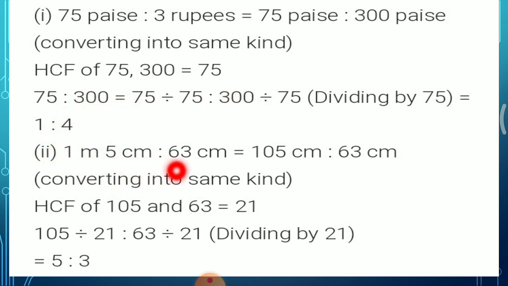1 meter 5 centimeter ratio 63 centimeter. So you convert to the same unit, 105 centimeter, because 100 cm plus 5 cm, so 105 cm ratio 63 cm. After that, you take the HCF of 105 and 63, so the answer will be 21. So you divide both numbers by 21, so 105 divided by 21 ratio 63 divided by 21. 105 divided by 21 is 5, so 5 ratio 3, 5 ratio 3. Okay, students.